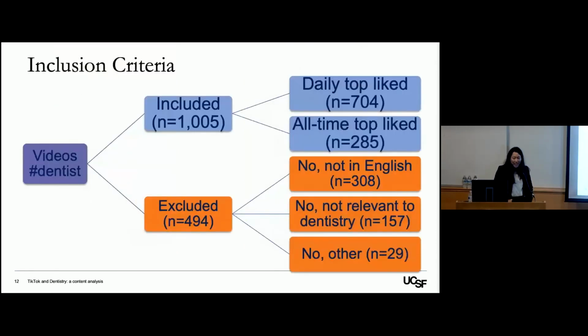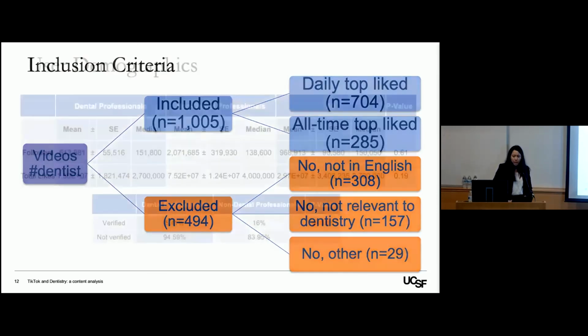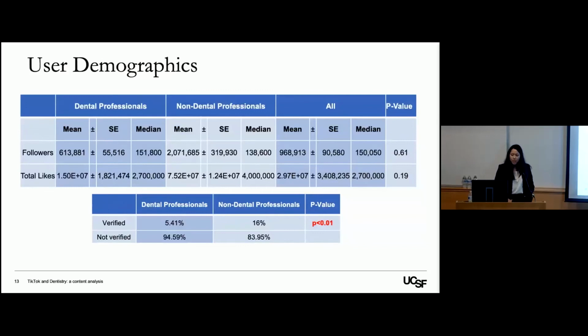In my inclusion criteria, I was able to include around 1,000 videos. About 500 were excluded because they were either not in English or not relevant to dentistry. Looking at user demographics, there was no statistically significant difference between the number of followers and total likes between dental and non-dental professionals, but interestingly, there was a significant difference in terms of whether they were verified. Dental professionals were less likely to be verified than non-dental professionals. Non-dental professionals were those that could have been patients, parents, comedians, meme pages, or just social media influencers.